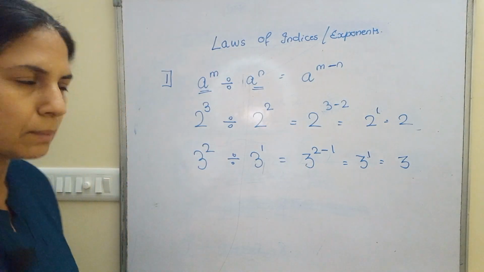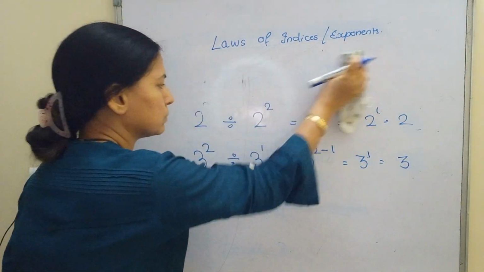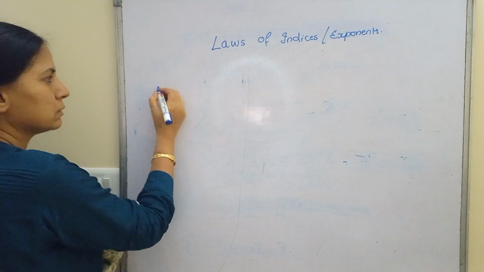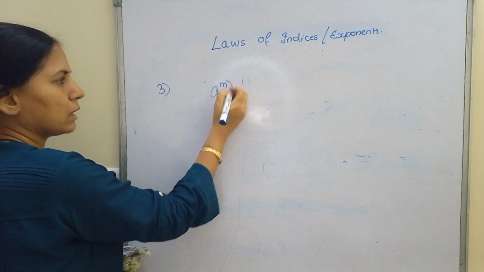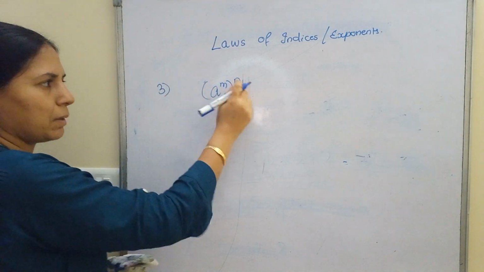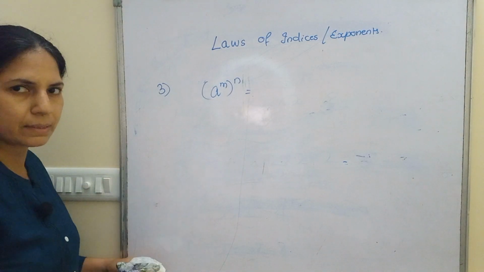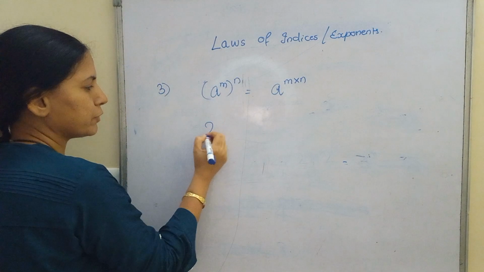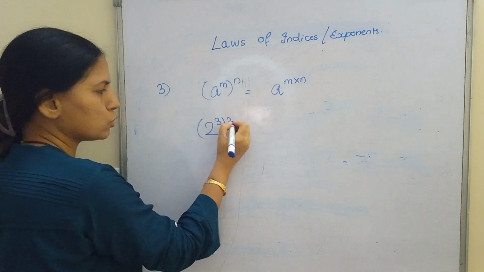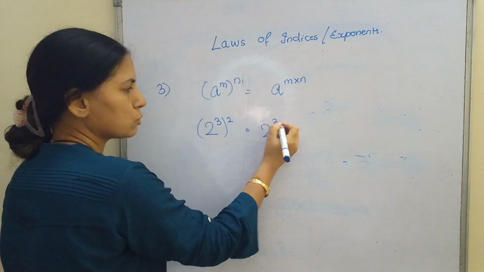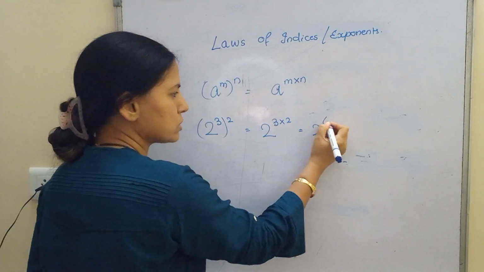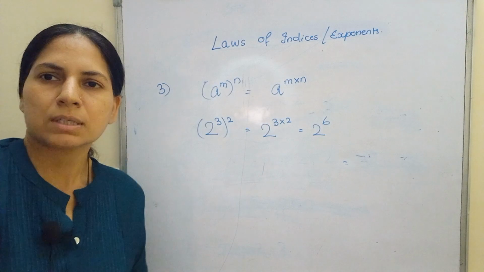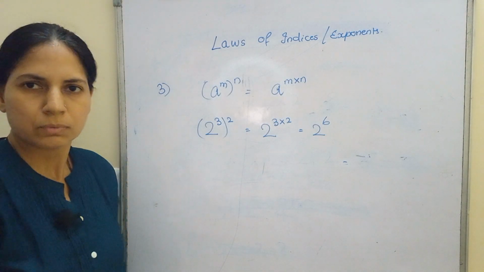Let us go through rule number 3. Rule number 3 says any powers which are outside and inside the bracket will get multiplied. For example, if it is 2 raised to 3, the whole raised to 2, this becomes 2 raised to 3 into 2, which is 2 raised to 6. Further you can simplify it. 2 raised to 6 is nothing but I think 64.